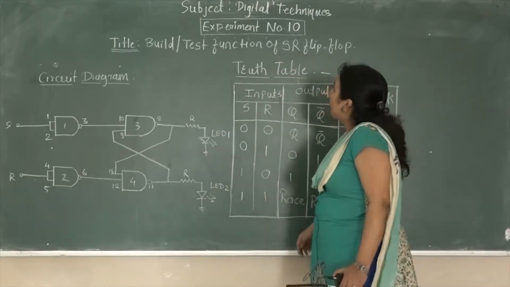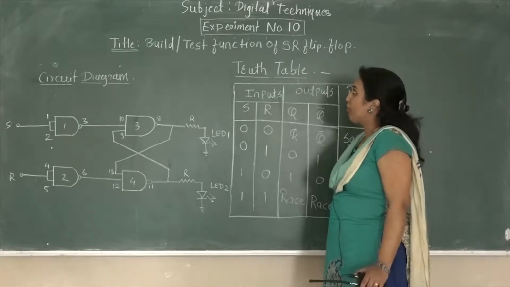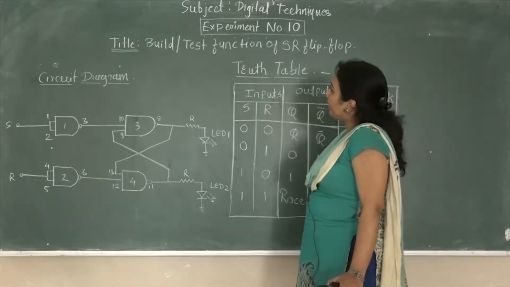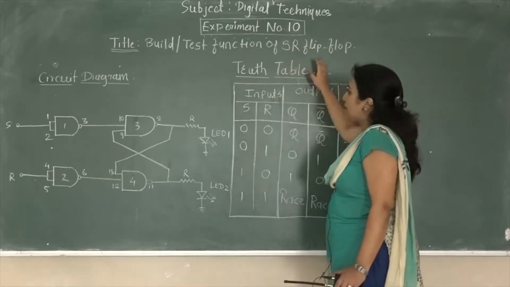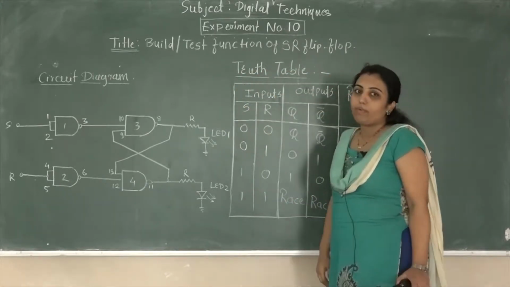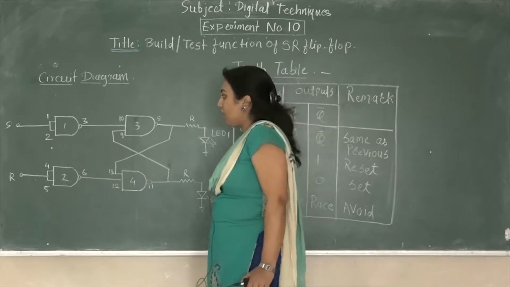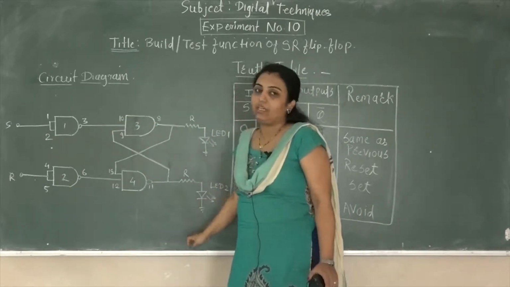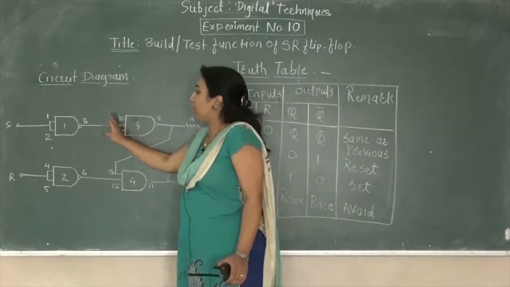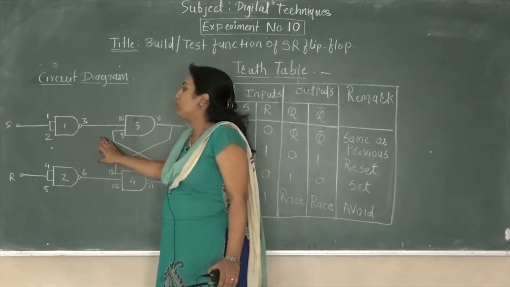Today we are going to perform experiment number 10 from the digital techniques subject. The title of the experiment is to build and test the function of an SR flip-flop. An SR flip-flop is nothing but a 1-bit memory cell. So we are building the SR flip-flop using NAND gates.